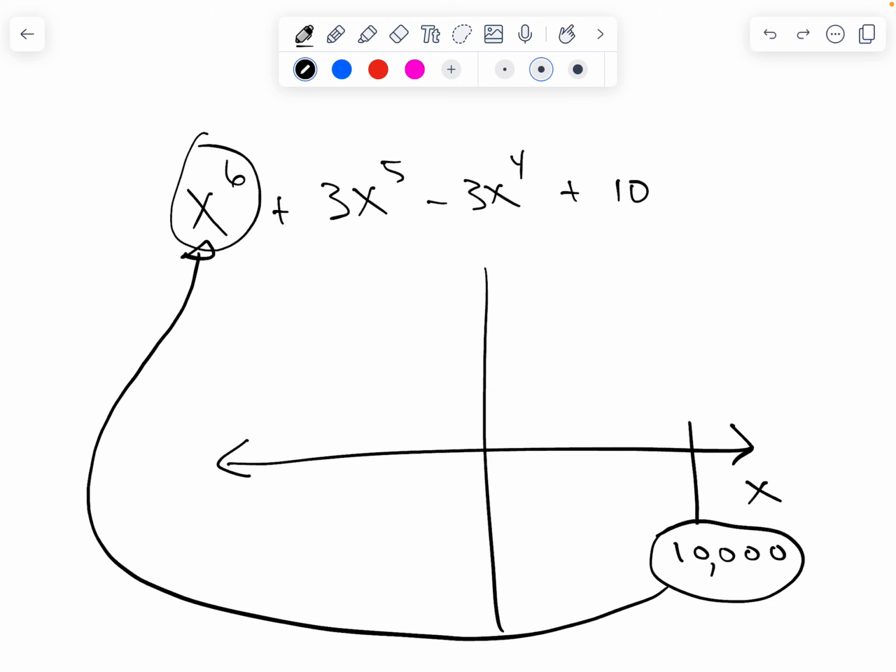You're just multiplying it to the 6th power. That's going to be positive, and it's going to be a huge number, so it's going to be way up here. So no matter what wiggles you have going on, it's going to zip off in that direction.